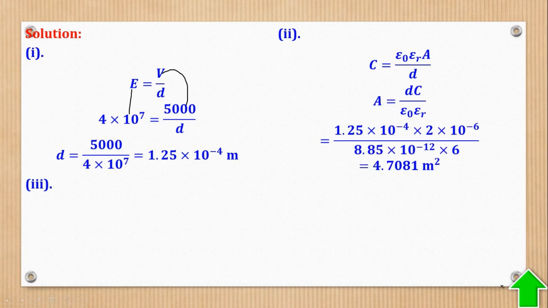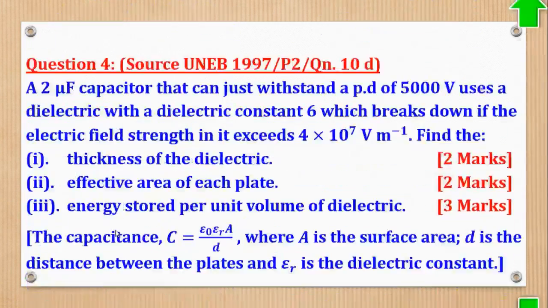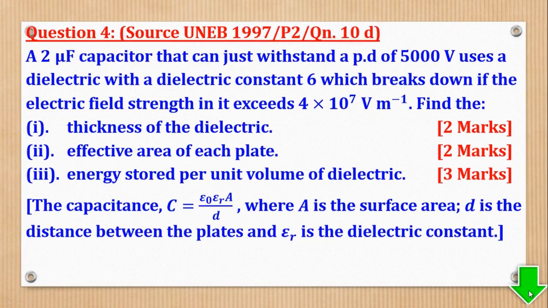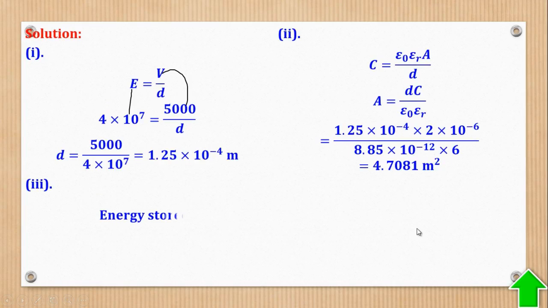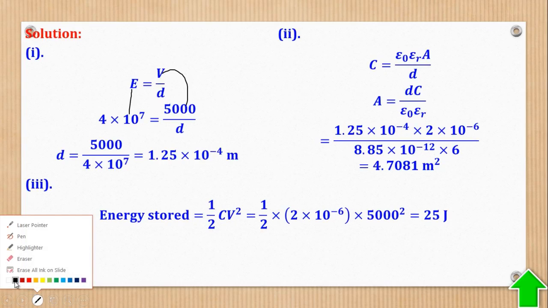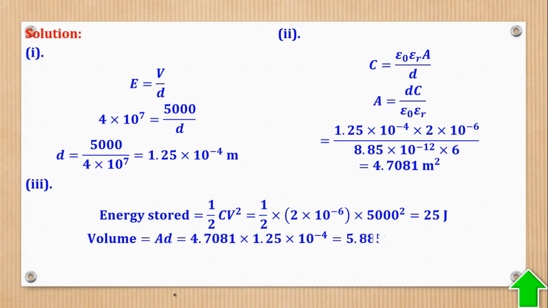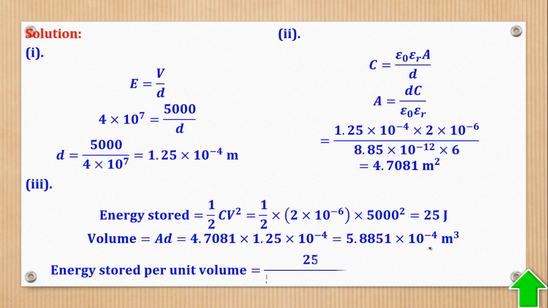What about Roman 3? Roman 3, they want energy stored per unit volume of the dielectric. Energy per unit volume. So energy stored is half CV squared. Substitute for C and substitute for V to give you this. Then the volume is cross-section area times D, so area is that and D is that, to give you this. Therefore, the energy stored per unit volume, we shall divide the two to give you this as the answer they wanted.